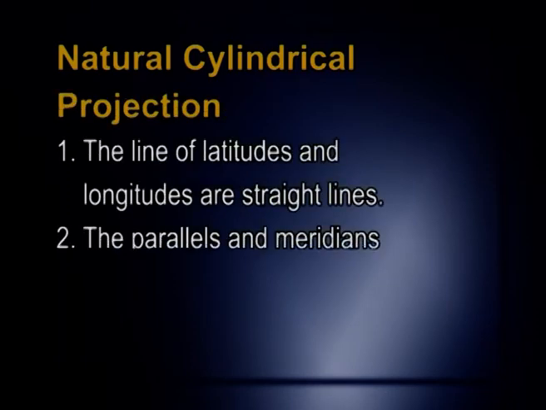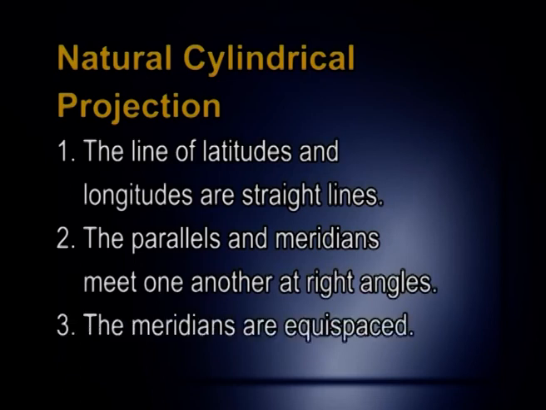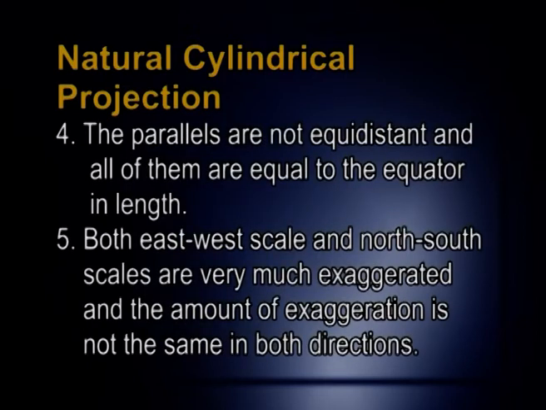Properties. Number 1, the lines of latitudes and longitudes are straight lines. Number 2, the parallels and meridians meet one another at right angles. Number 3, the meridians are equispaced. Number 4, the parallels are not equidistant and all of them are equal to the equator in length. Number 5, both east-west and north-south scales are very much exaggerated and the amount of exaggeration is not the same in both directions.